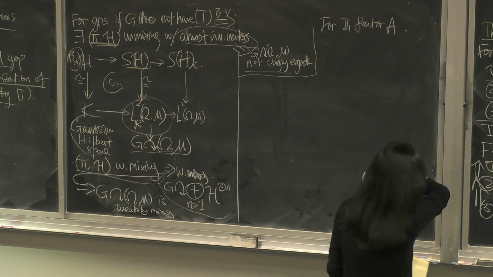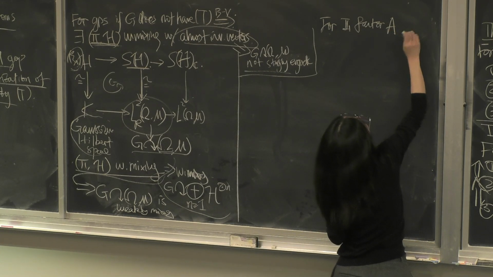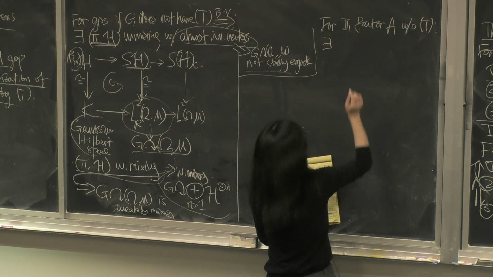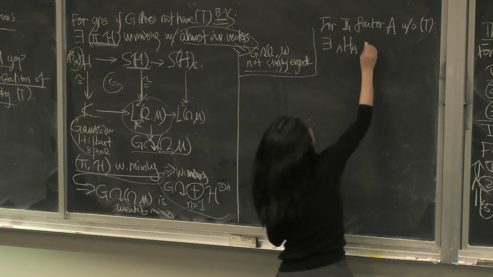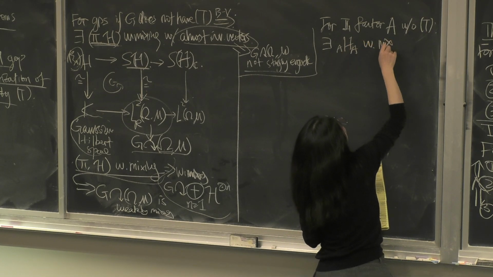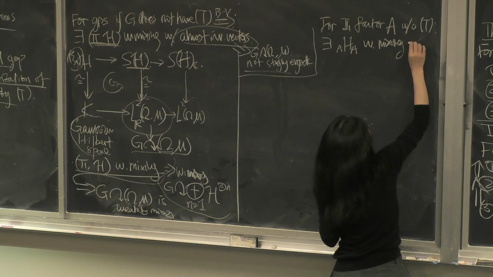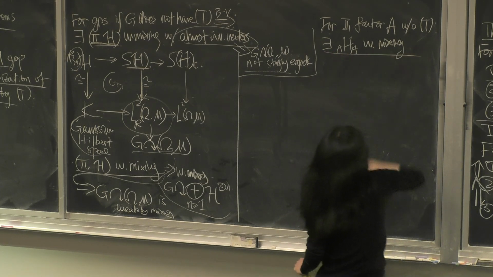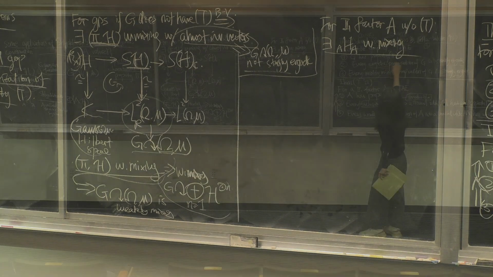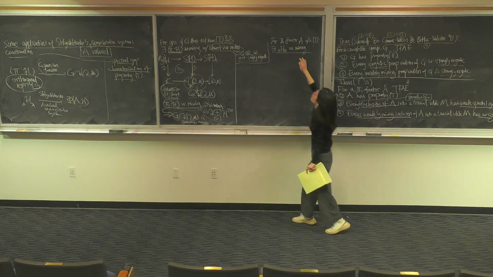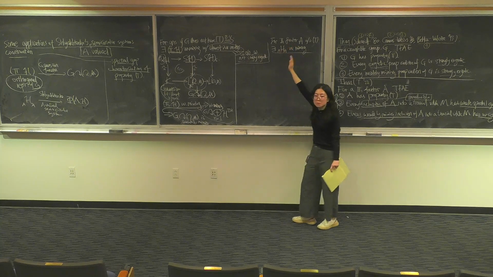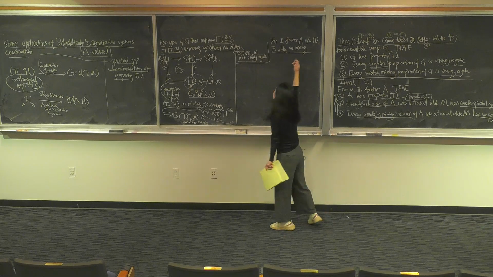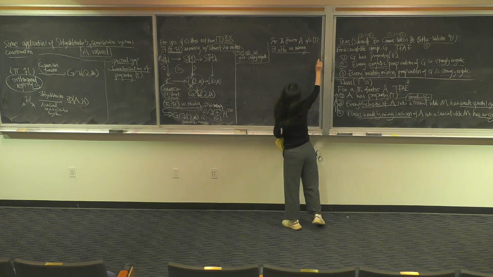So for a II_1 factor A, it does not have property T, and there exists a weak mixing bimodule of A. So this part is the Connes-Jones analog for property T II_1 factors, which you will have to work on. Sorry, has already been worked on, but it's not obvious.